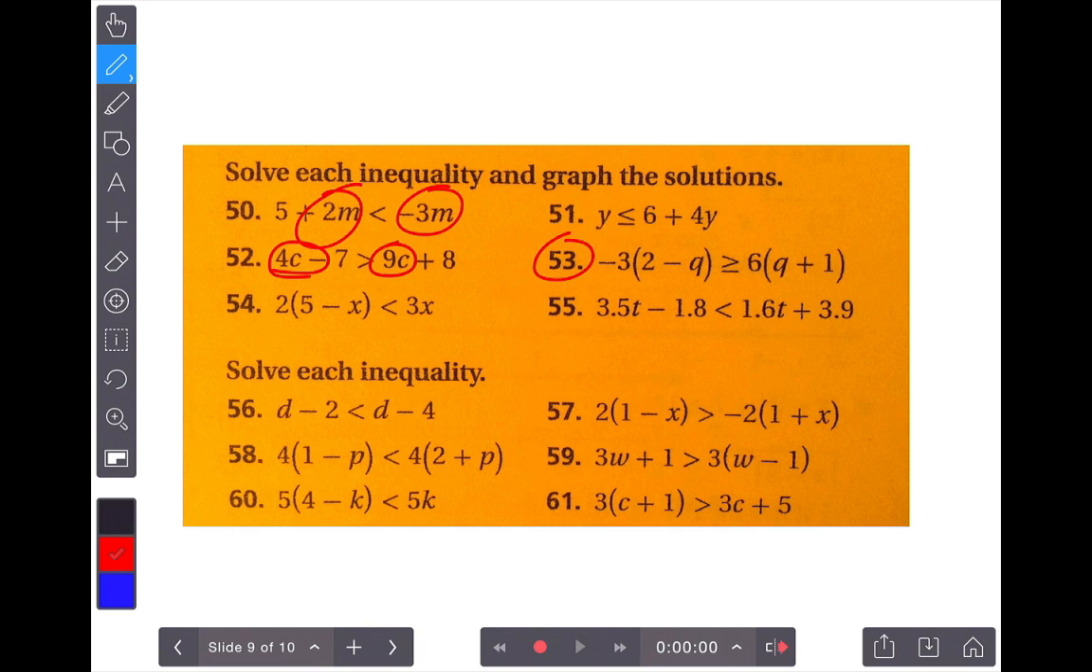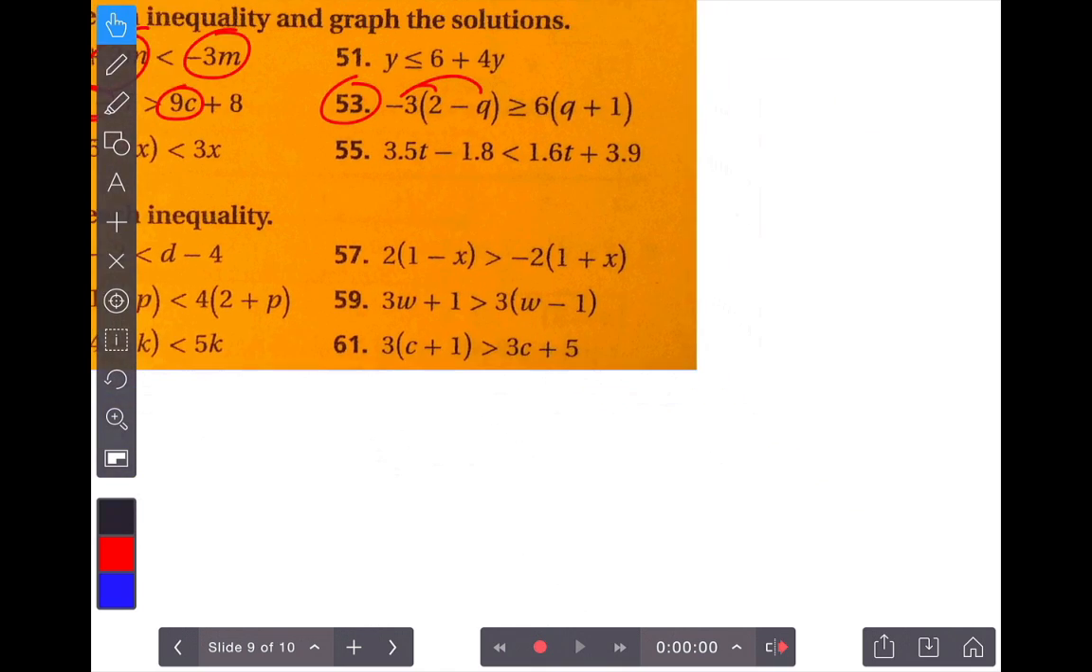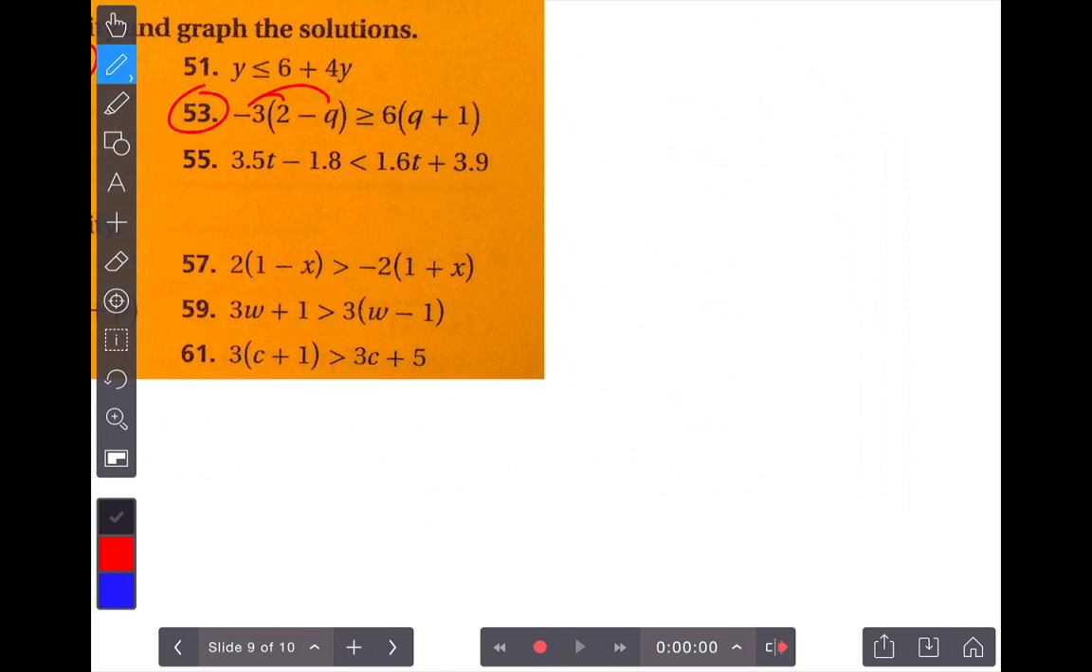In 53, you have to distribute. Now, be careful on this one. When you multiply a negative by a negative, I'm going to do this one over here. So negative 3 times 2 is negative 6. But negative 3 times q is a positive 3q. And then greater than or equal to 6 times q is 6q. And then 6 times 1 is 6.